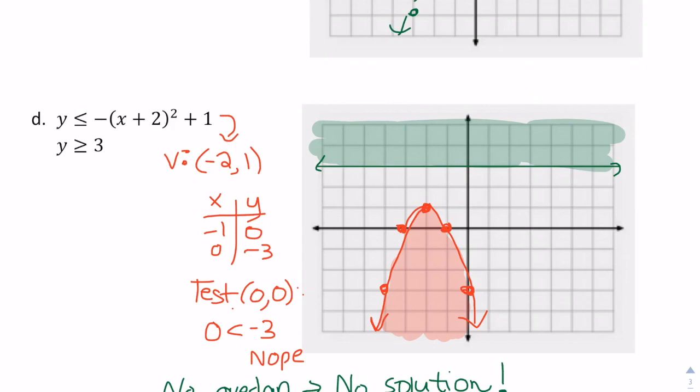So that's the big idea. You're just graphing some inequalities and seeing where they overlap or not. That'll give you your solution set for your system.